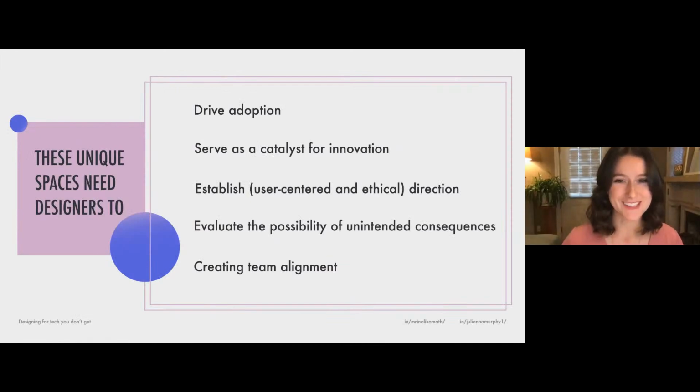And due to all of this uncertainty, boy, do these spaces need designers' help. Designers can do things like help drive adoption, keep the team aligned, make sure that whatever technology path the company's following is focused on users and is ethically driven. And they can help evaluate potential issues early so that they don't become a problem later on.